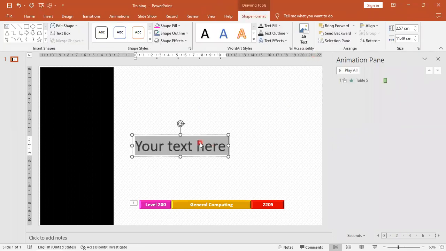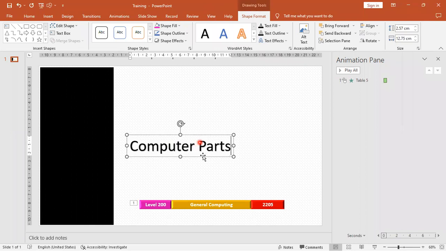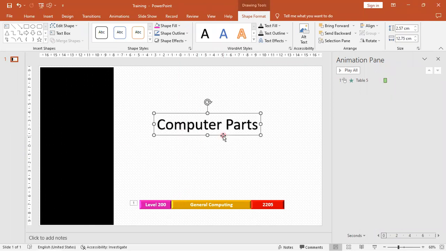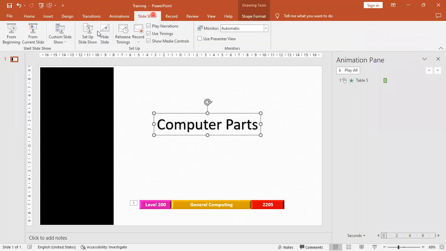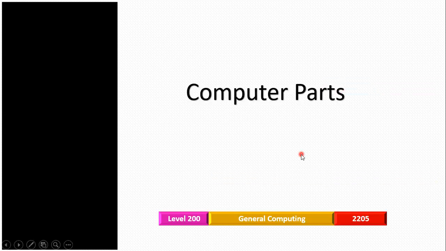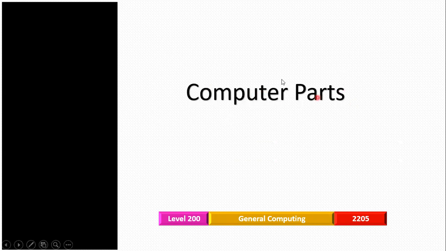So the title of this work is computer parts. So this is my title that I have. I can do different adjustments with this title. I may want the title to just be there when I start. So if I play this slideshow, it's just there. If I click, only this text will appear. So there is no effect that has been added to it for now.